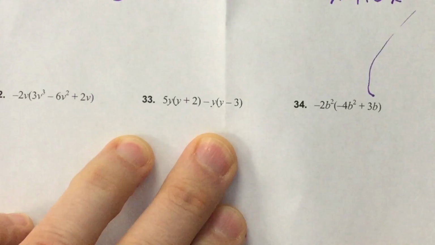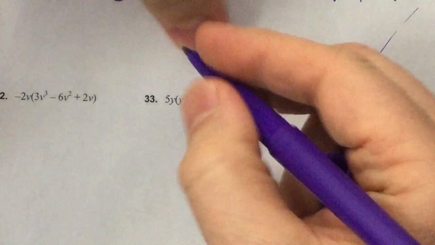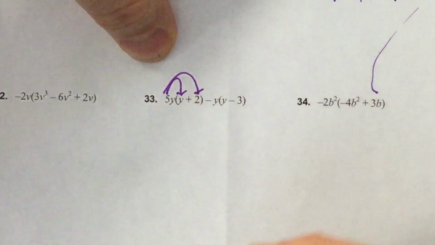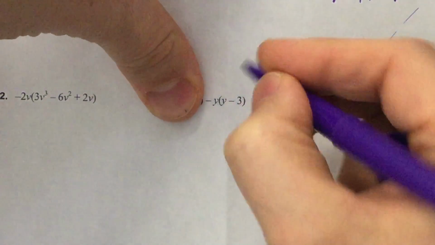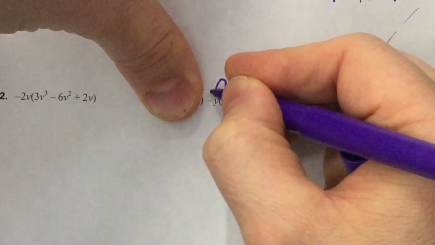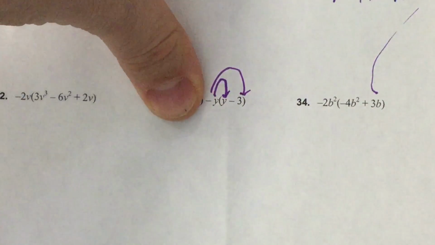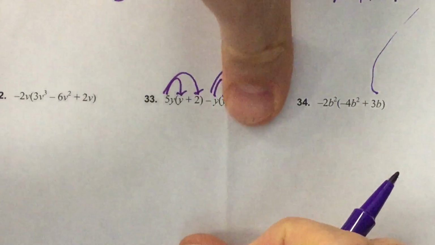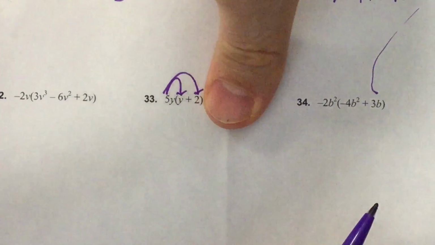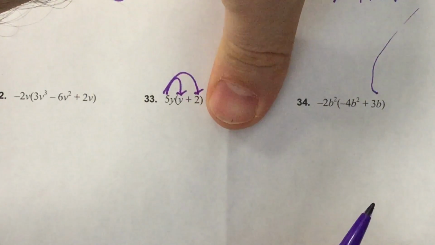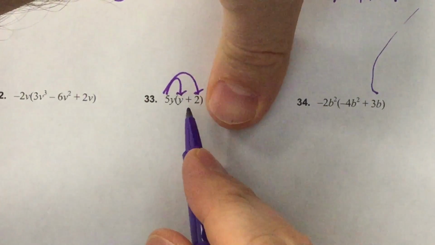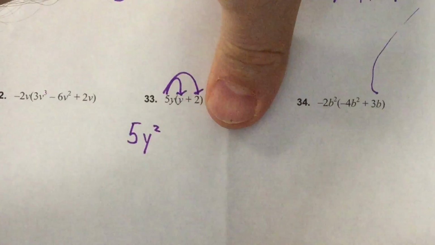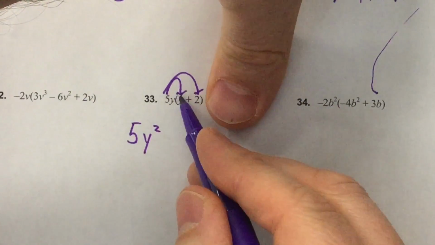Okay, we have a couple of different distributions going on here. We have 5y distributes here and here, but then we have negative y distributing here and here. I really recommend, if this is overwhelming to you, ignore one part and just do one part at a time. I'm going to ignore the back half and just look at the front half. So 5y times y gives me 5y squared. That's the first distribution.